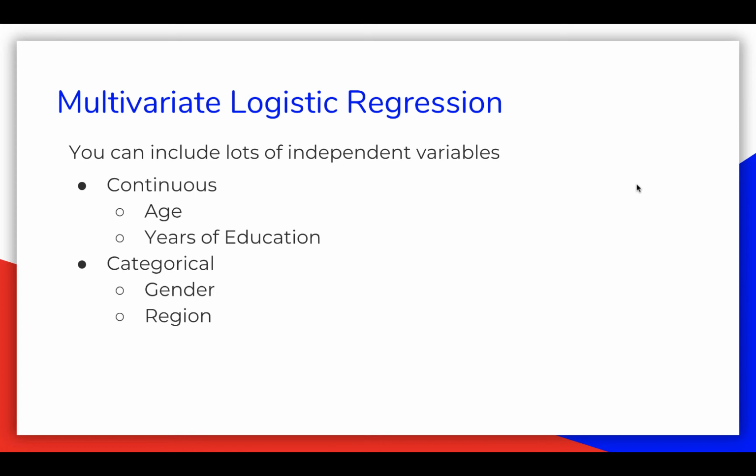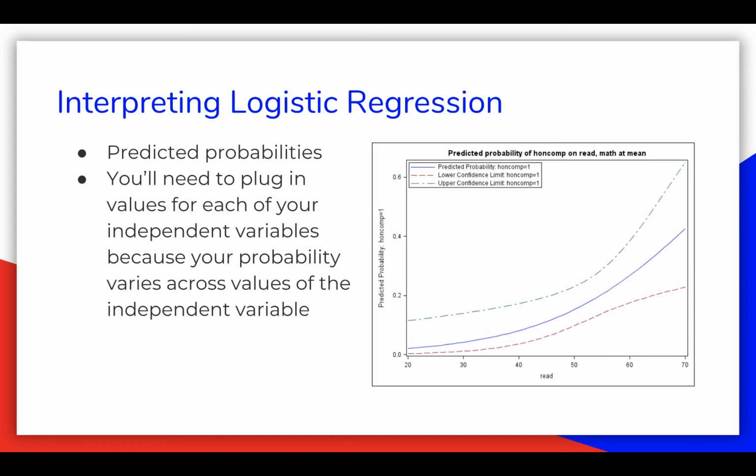The nice thing about multivariate logistic regression is that it's just like OLS in that you can include lots of independent variables. You can include continuous ones like age and years of education, but you can also include categorical ones like gender and region, so whether perhaps the respondent lives in the South or the Northeast. It's very similar to OLS in what it can do, but you just interpret the results differently.